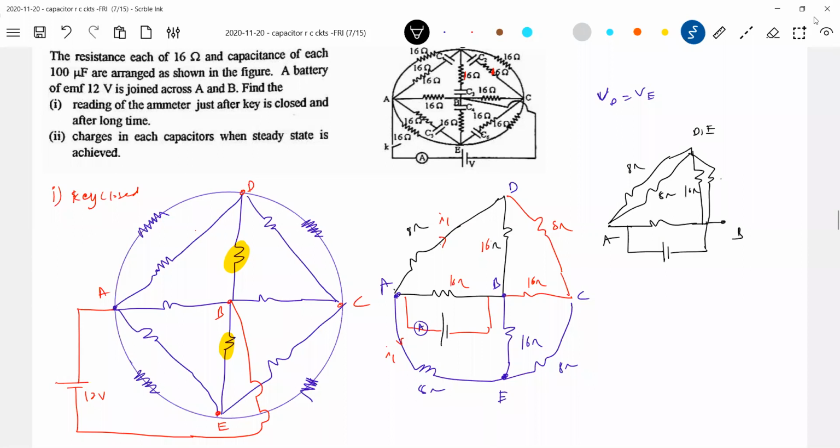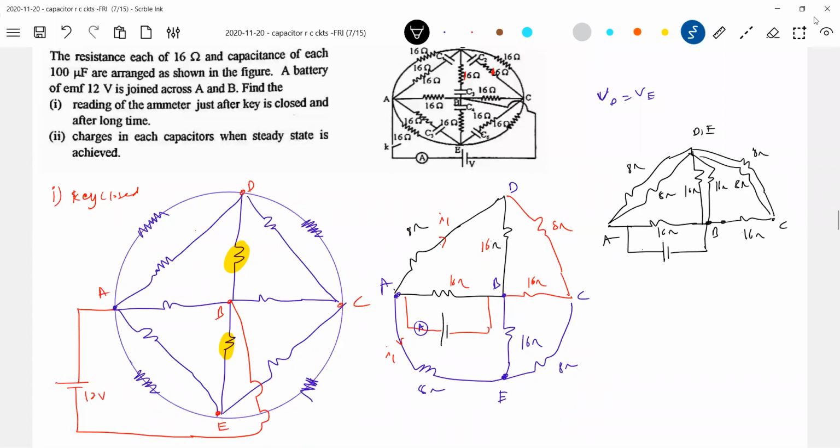This will be 16 ohm. This will be 8 ohm parallel to 8 ohm. Okay, this is the point B, no? Okay, I think now we can solve it. Please do notice, there's no other way. We have to redraw the circuit. 8 ohm, 8 ohm, this will be 4 ohm. This will be 8 ohm. This will be 4 ohm.